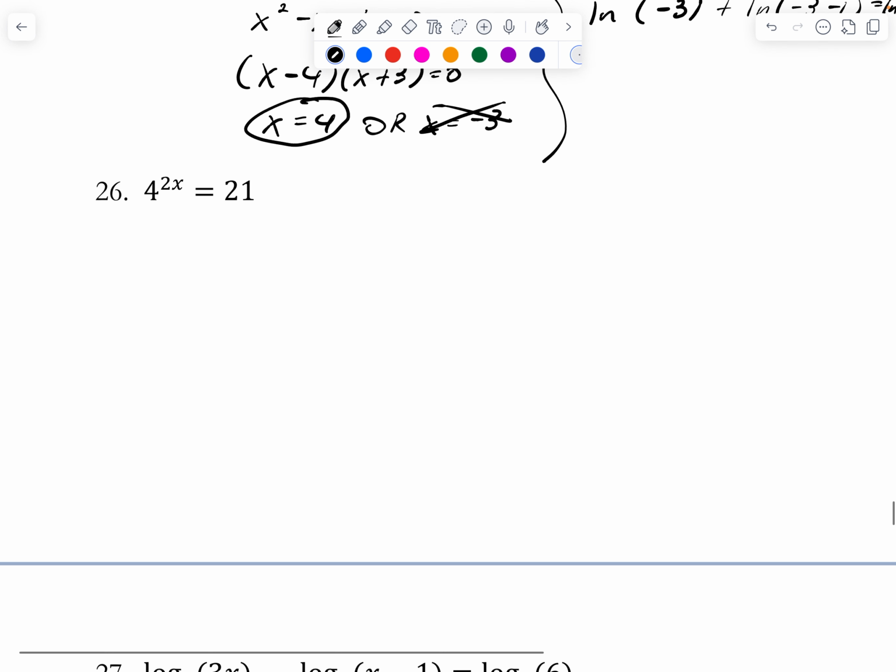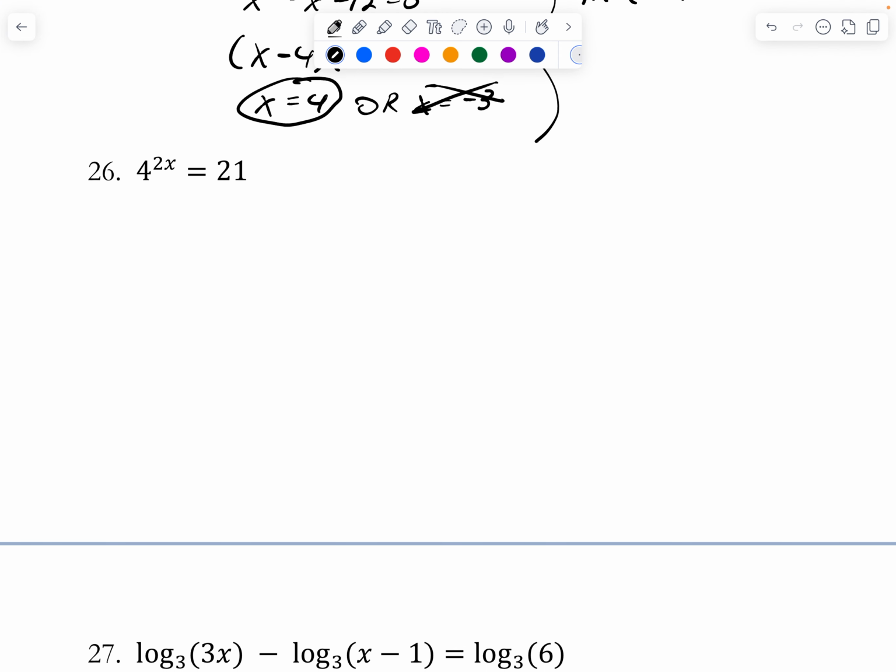Okay, this one, I cannot rewrite 21 using a base of 4 or a base of 2. So I'm going to take the log base 4 of 21 equals 2x, basically rewriting this exponential equation as a logarithmic equation. So to get x by itself, I divide by 2. So log base 4 of 21 over 2 equals x.